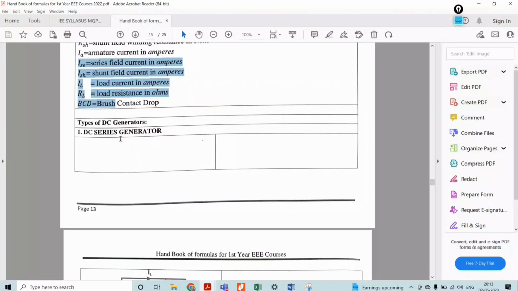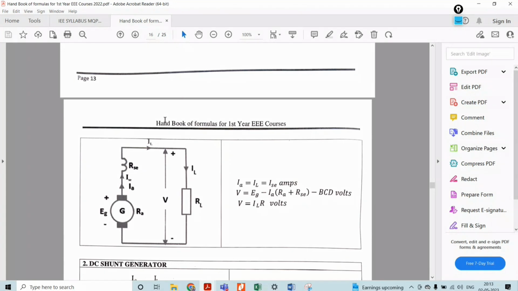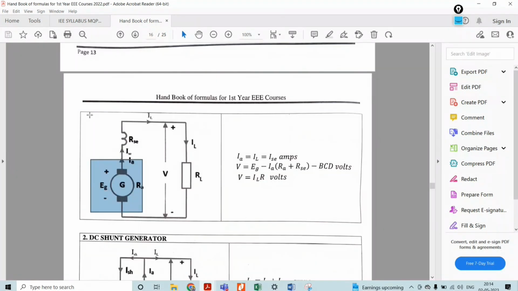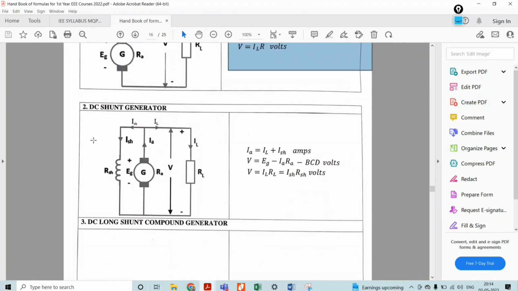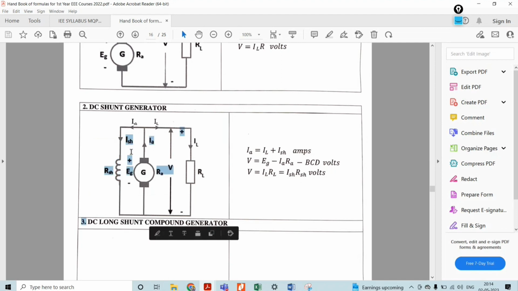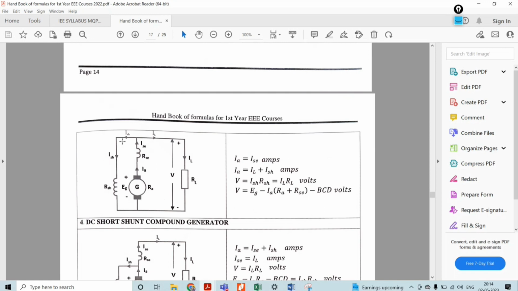As I discussed the types of DC generator at the beginning: series, shunt, and compound. If the field winding is connected in series with the armature, that itself is called a series generator. The equations are provided; go through those equations in the data sheet. If the shunt field is connected in parallel to the armature, it is called a shunt generator.